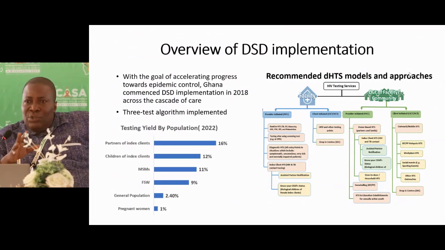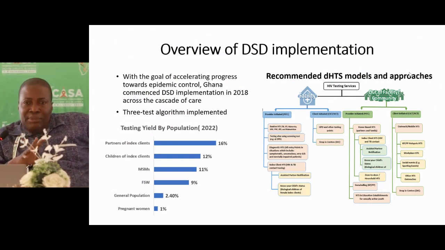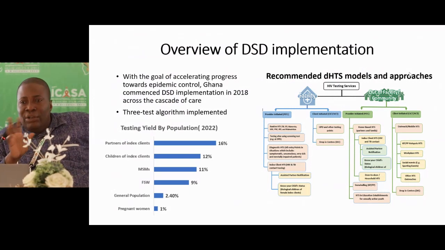And when it comes to testing specifically, the lowest yield is among pregnant women, and the biggest is among the partners of positive clients. And this is through index testing. And in between, you find men who have sex with men and others. It's important to know that we have 2 approaches to testing: the facility-based and the community-based.